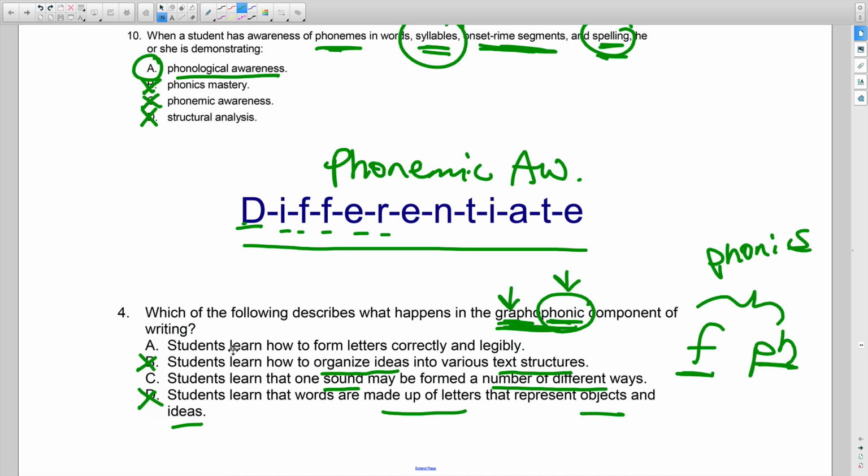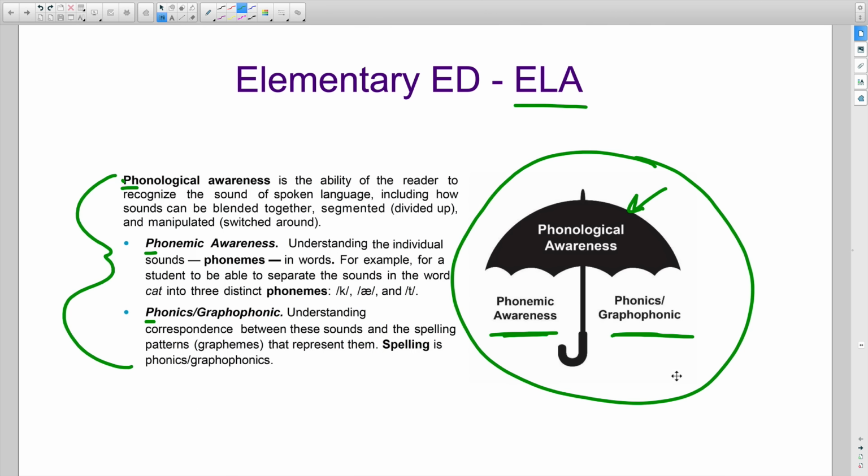Now let's take a look at A and C. Students learn how to form letters correctly and legibly. Well, that might just be the beginning stages of writing. If we're talking about the graphophonic stages of writing, then we're actually talking about the phonics where we're spelling things correctly. We're using our proper endings and all of that. So A is going to be out here and C is going to be the correct answer. Students learn that one sound may be formed a number of different ways, as in the F or the PH or other instances. All right, so I hope that clears things up for you.